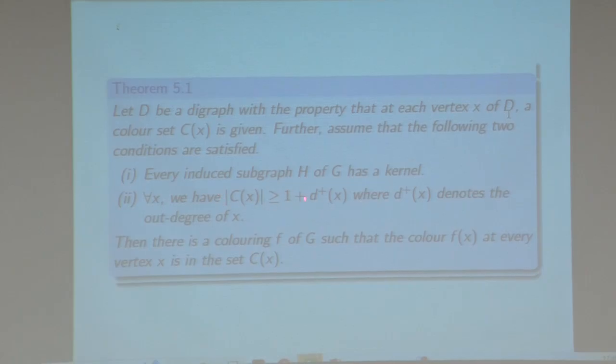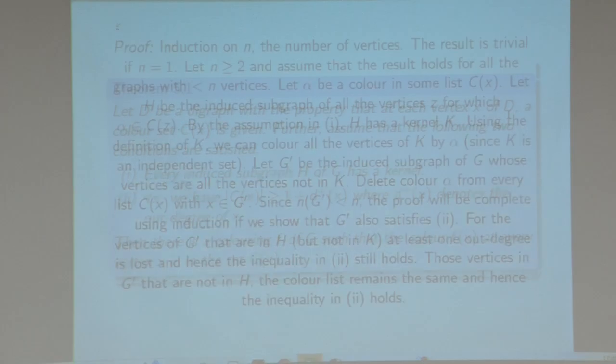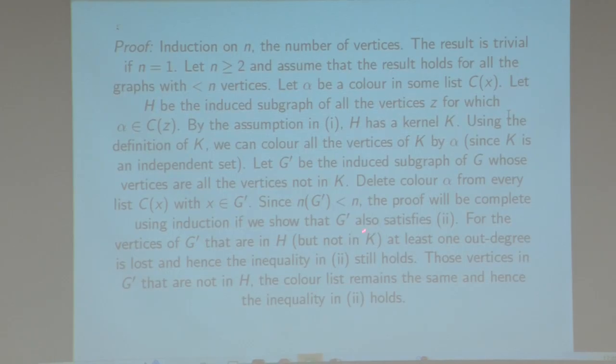So, it is this inequality here. For vertices of G prime that are in H, at least one out degree is killed because there is an edge towards the kernel by definition. Therefore, out degree is reduced by 1 and therefore, that same inequality still holds. For those that are outside, the out degree remains the same, nothing is changed. Those that are not in H, the color list remains the same and so the same inequality holds. Therefore, you are quite all right.